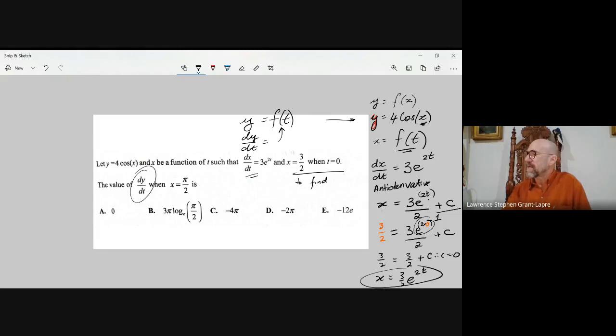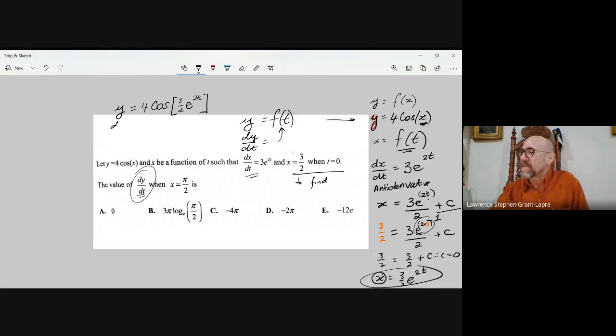Okay, so now we know what x is. Once we know what x is, we can come back here and substitute. So therefore, y is 4 cos of x. Now, x is 3/2 e to the 2t. So y equals 4 cos x, where we've replaced x with 3/2 e to the 2t. Now, we want the value of dy/dt.